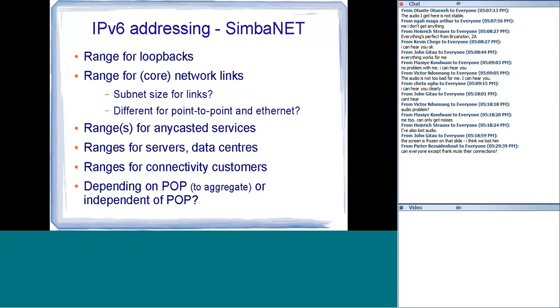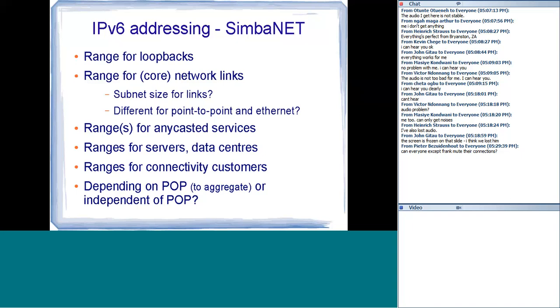It also depends on the technology, because nowadays for serial links or SDH links, it is very useful to use a /127. If you plan to do any casted services like DNS servers or time servers that are from different locations and different machines answering on one certain address, you reserve addresses for that as well.